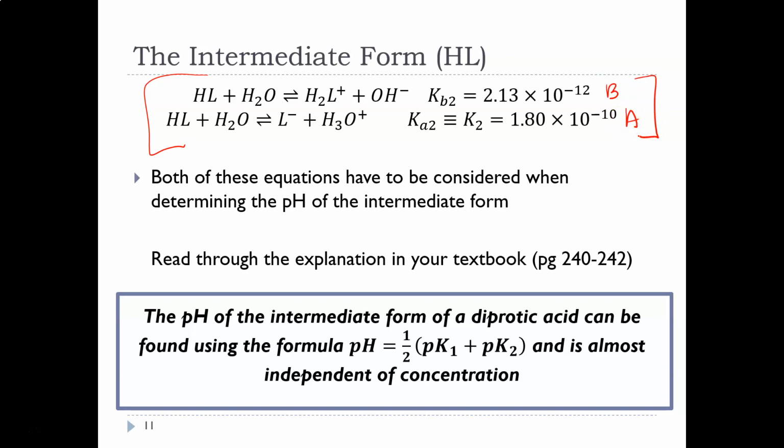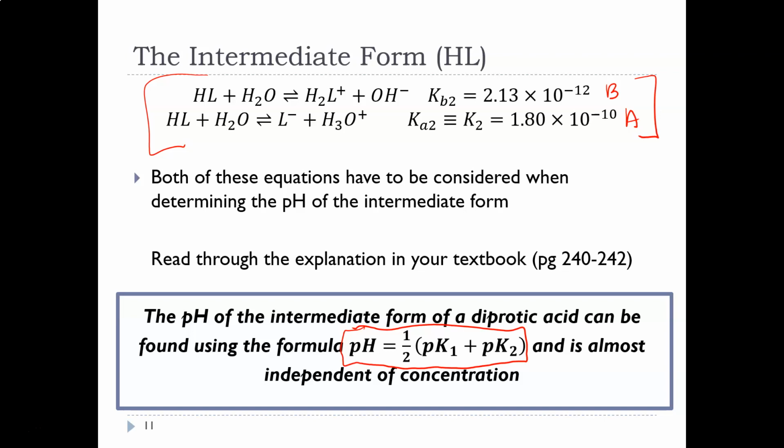So the calculation for the intermediate form looks like it might be brutal because you might have to do 2 ice tables. But the good news is it turns out that the intermediate form is mostly independent of concentration, meaning whatever the molarity is of the intermediate form, it doesn't really impact the pH. But we can calculate the pH of a solution that's in its intermediate form by taking 1/2 of the pK1 plus pK2. So all you have to know are the pKa and pKb values. Okay, so the good news is no ice table for this.